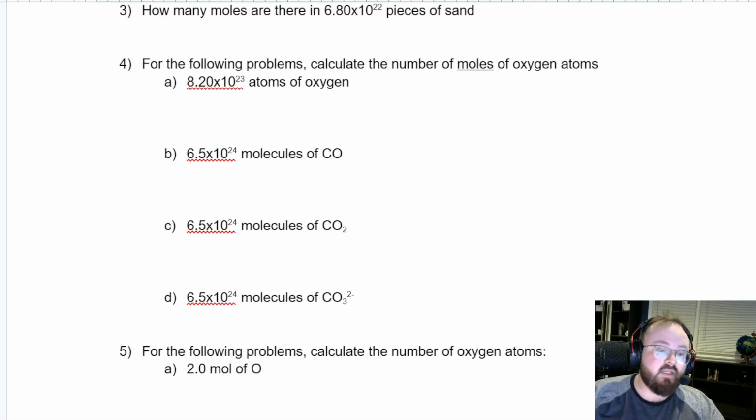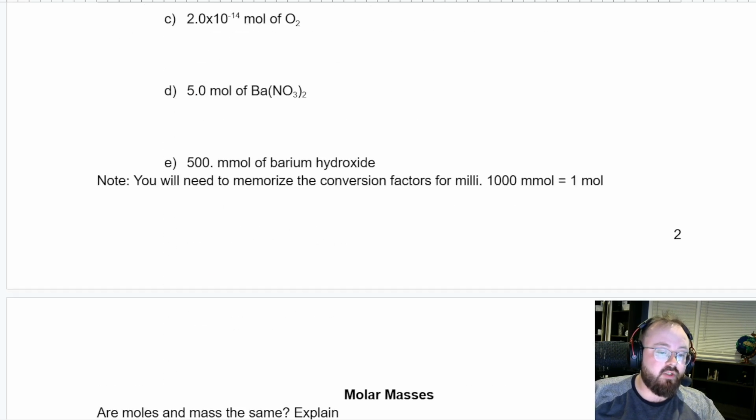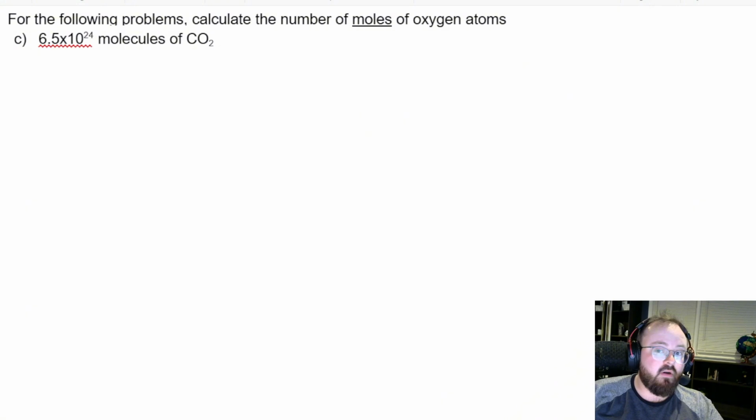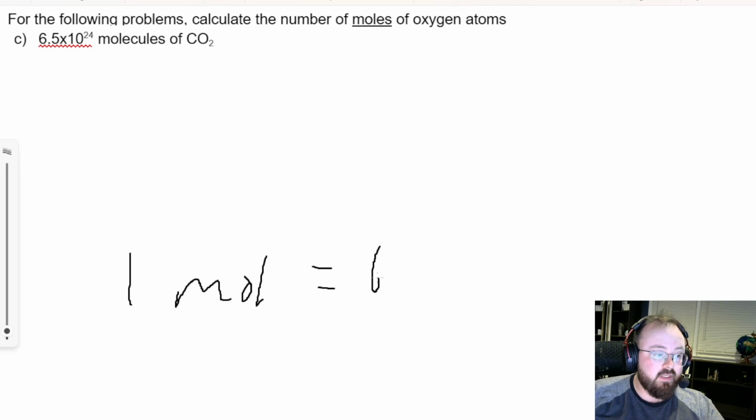We're going to start our exploration on page 2 right here with question number 4, where we're going to be calculating the number of moles of oxygen atoms. So the first thing that we want to talk about is what is a mole? And simply put, a mole is a way to count stuff. And a mole is equal to 6.022 times 10 to the 23rd of anything.